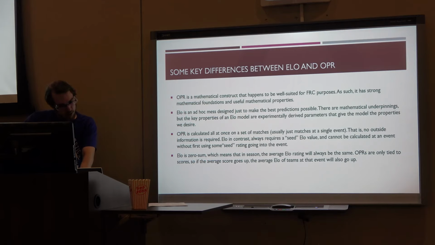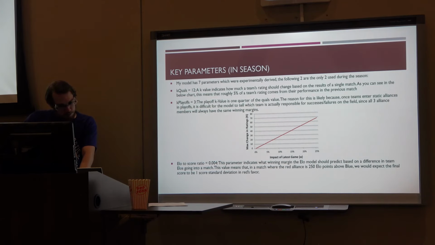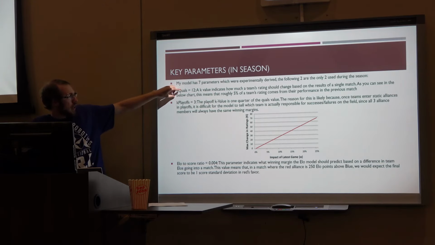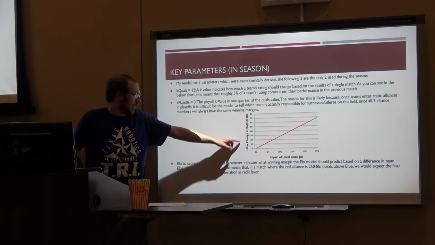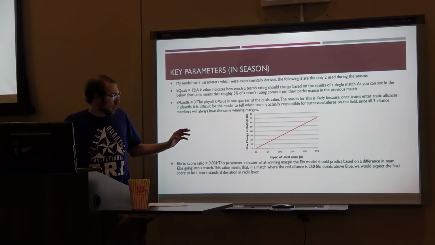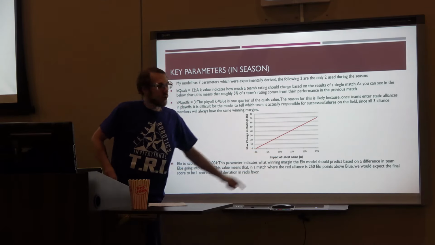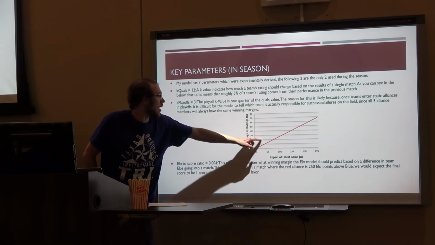Okay, just got a little bit left here. I can talk about the key parameters quick. For my ELO model, I have 7 different parameters, which are experimentally derived. I said 2, but there are 3 of them here; these are the only ones that are used during a season. There's the K value for quals, which is 12. If you look at this graph, the K value basically tells you how important the last game is for a team. A K value of 12 works out to be about 5%.